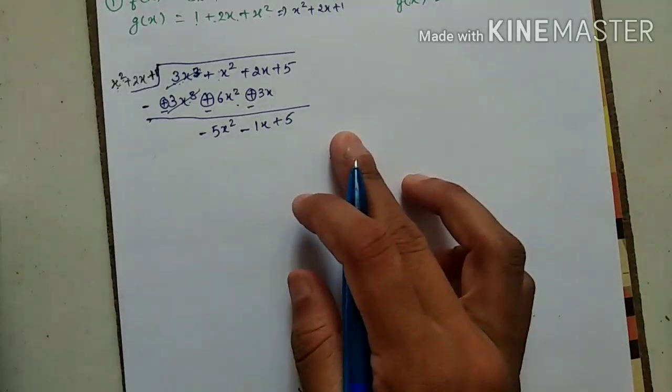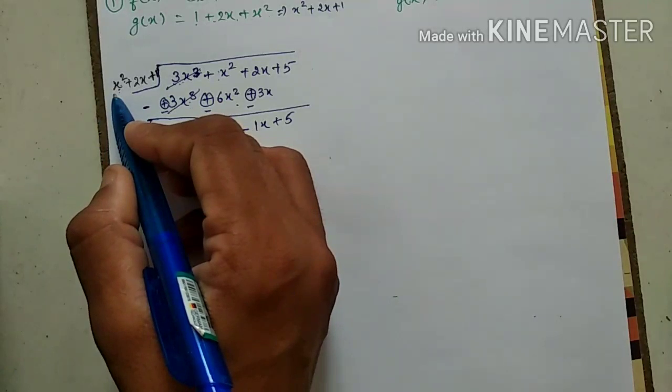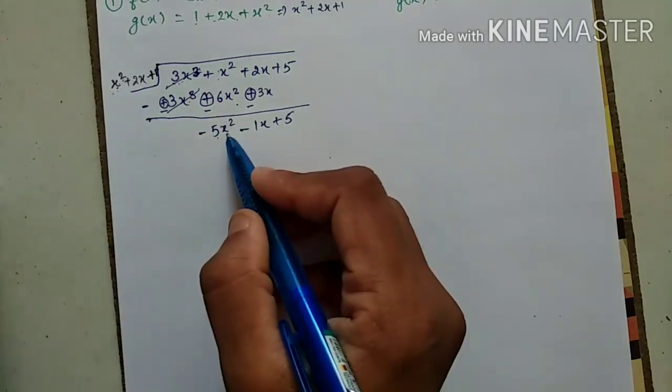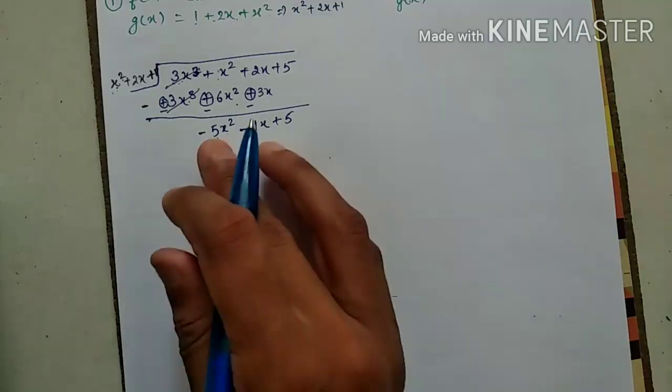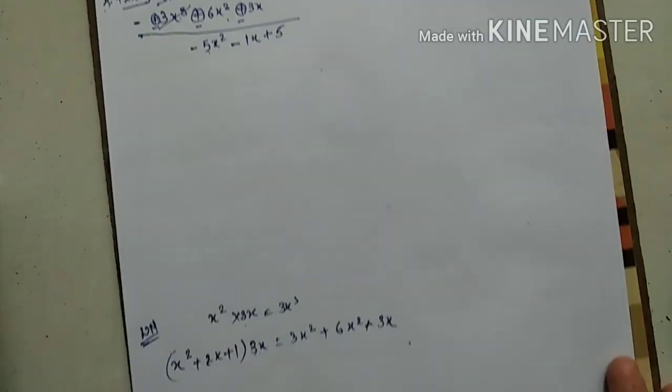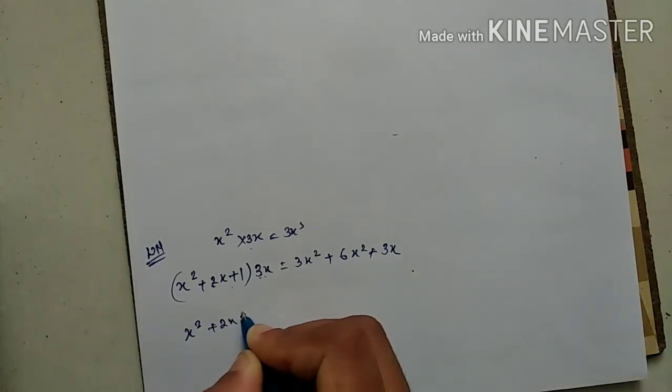What am I getting again? 3 terms. Here are 3 terms. Just understand. Here is minus 5. Here minus 5 is not there. Here is x square, and here is x square. So I have to cancel only one term. I always think for the first. Okay, now just understand what I will do. x square plus 2x plus 1.